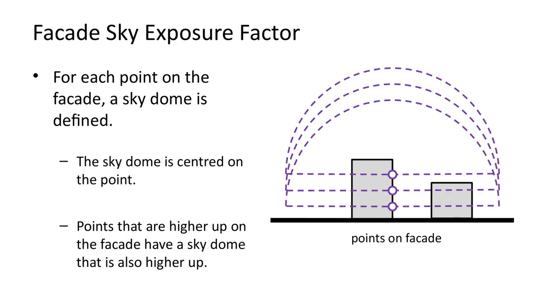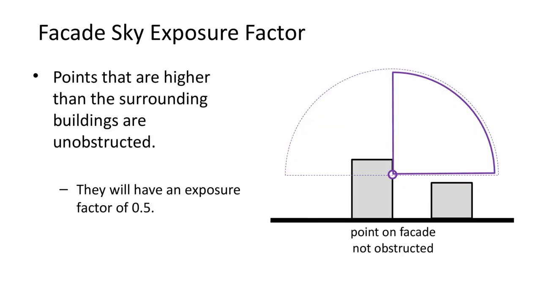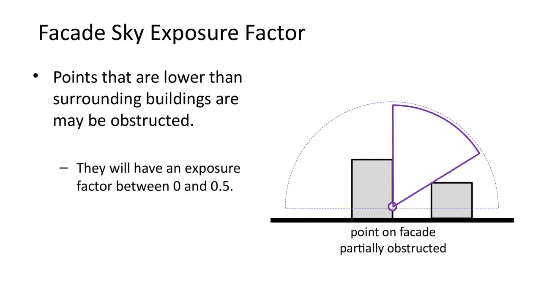For each point on the facade, a sky dome is defined. In the diagram, 3 points are defined on the facade. The height of each sky dome is equal to the height of the point being analyzed. For points that are higher than the surrounding buildings, the exposure factor will be 0.5. For points that are lower than the surrounding buildings, the exposure factor will be between 0 and 0.5.